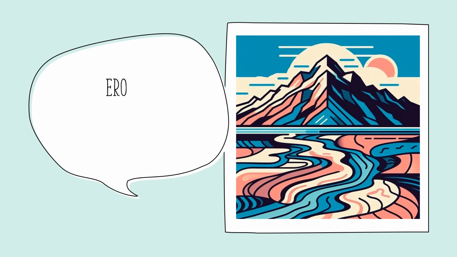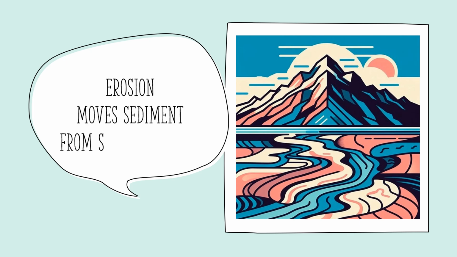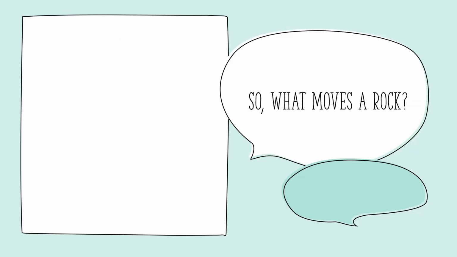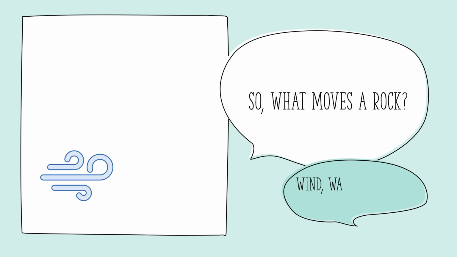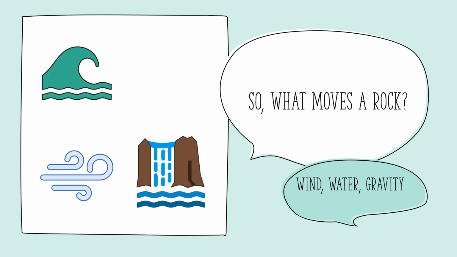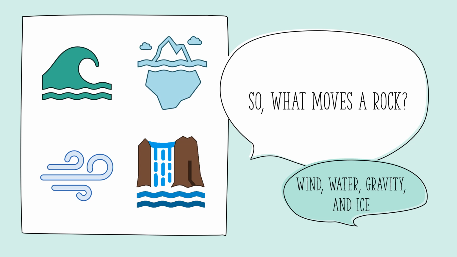Once the processes of weathering turn the rock into sediment, the process of erosion transports the sediment away from the source rock it came from to a new area called a sedimentary basin. So, what moves a rock? Well, wind can pick up small particles like sand and blow them around. Water can move lots of sizes of rocks depending on the current. Gravity pulls big rocks downhill, and ice can actually move really huge rocks around.